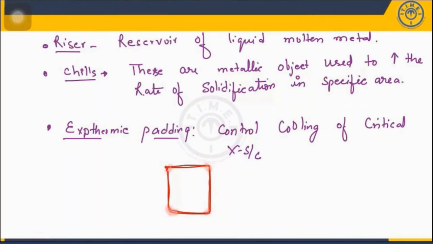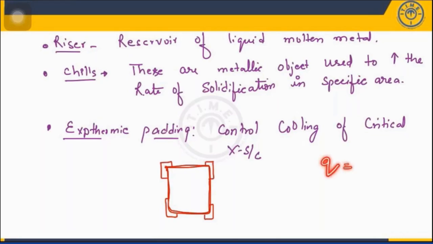Then what will you do? You will use the exothermic padding. That means you will use a material that will control the cooling of this particular cross section. So it will increase the rate of heat transfer. You will add padding here, which will increase the rate of heat transfer from this corner point, because at the corner point the exposed area is very less. If the area is more, then the rate of heat transfer will be more, no?